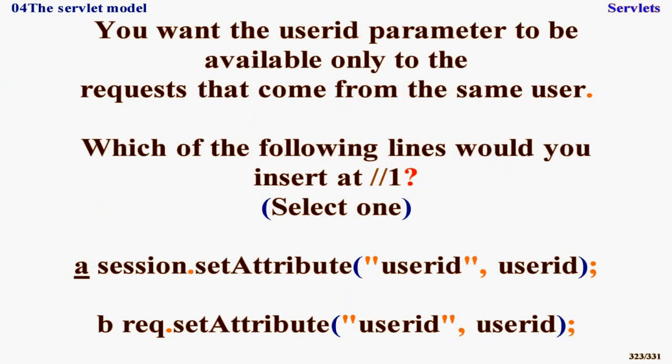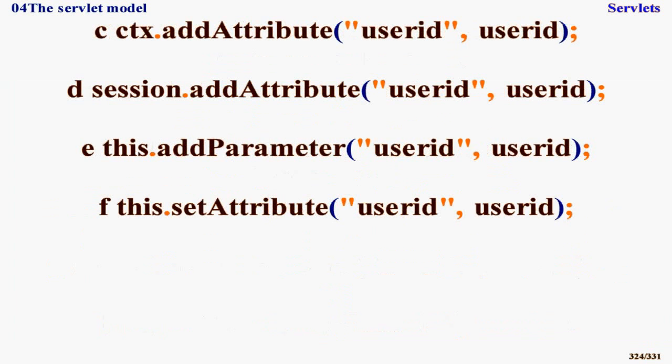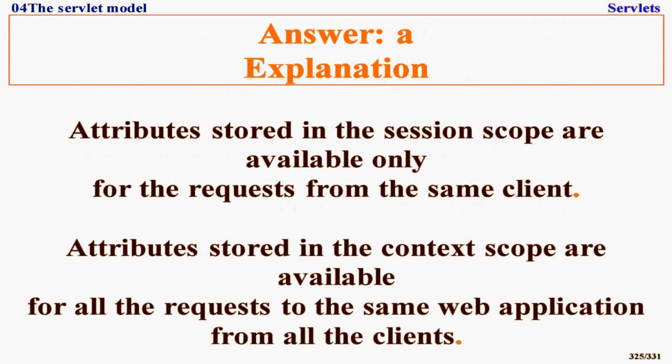1? Select 1. A. session.setAttribute(userid). B. req.setAttribute(userid). C. ctx.addAttribute(userid). D. session.addAttribute(userid). E. this.addParameter(userid). F. this.setAttribute(userid). Answer: A. Explanation.